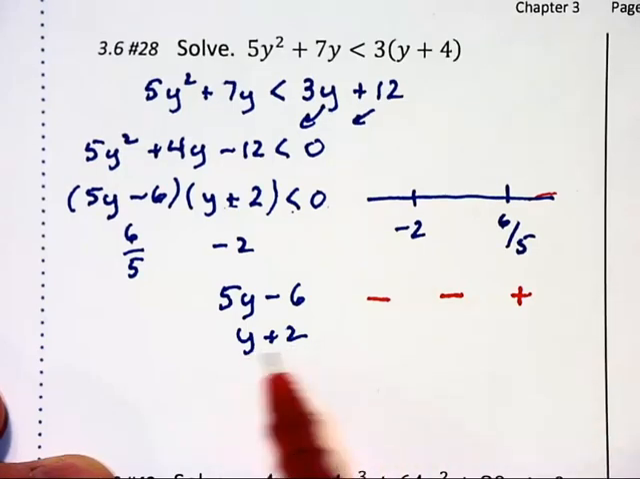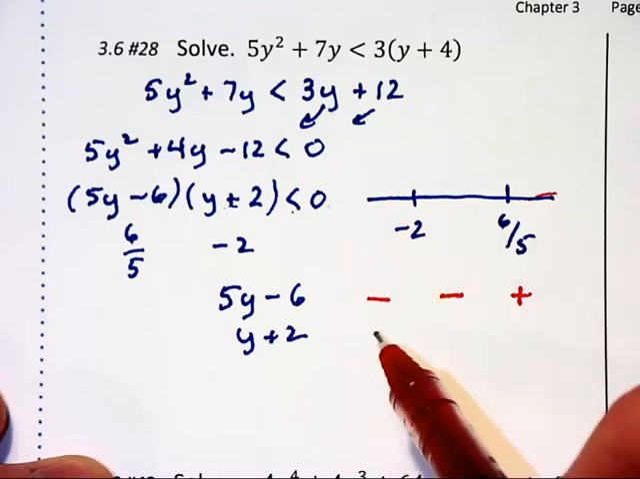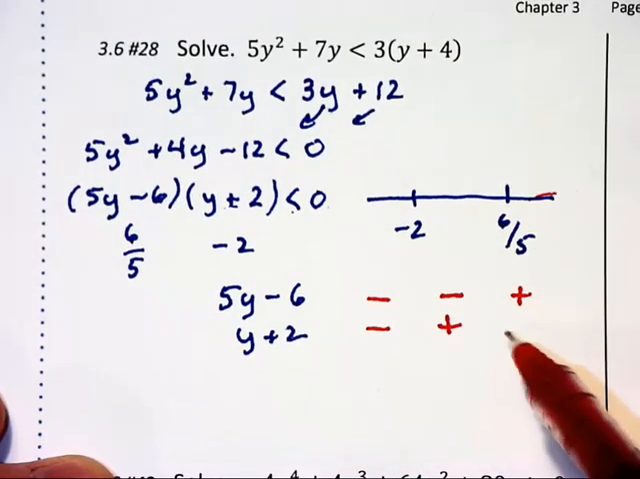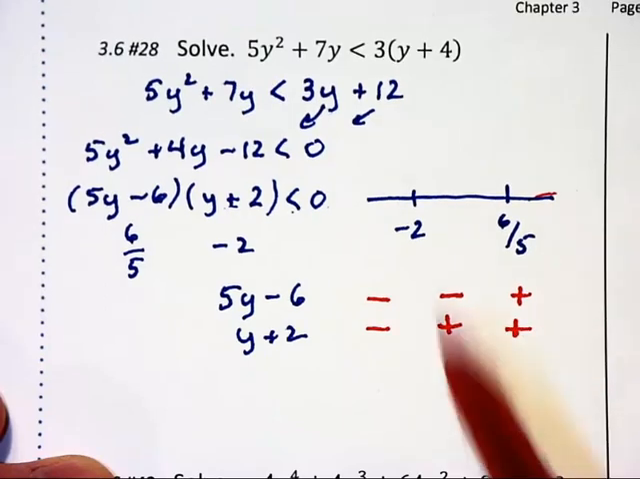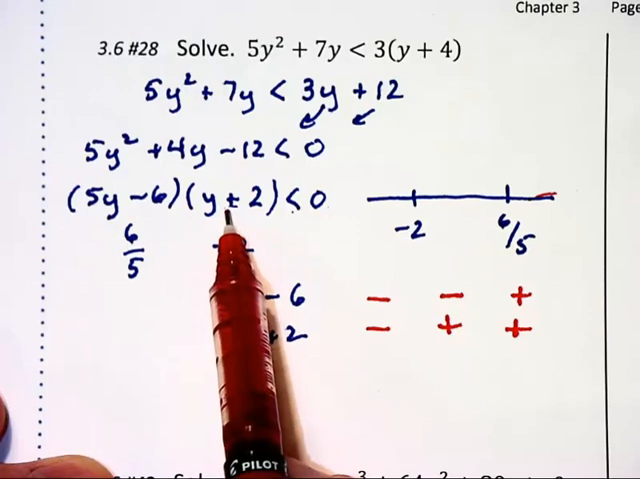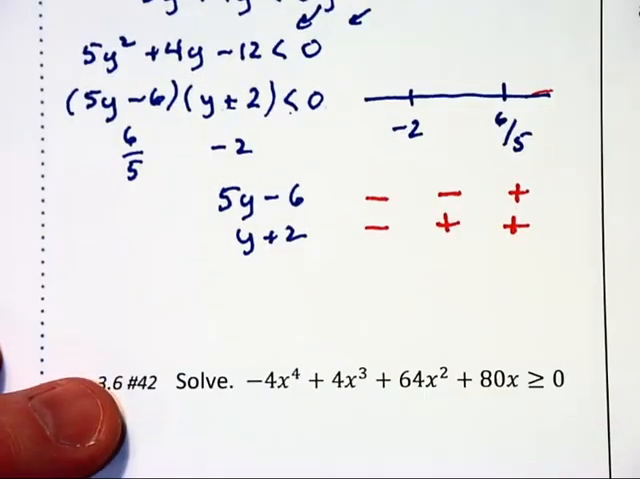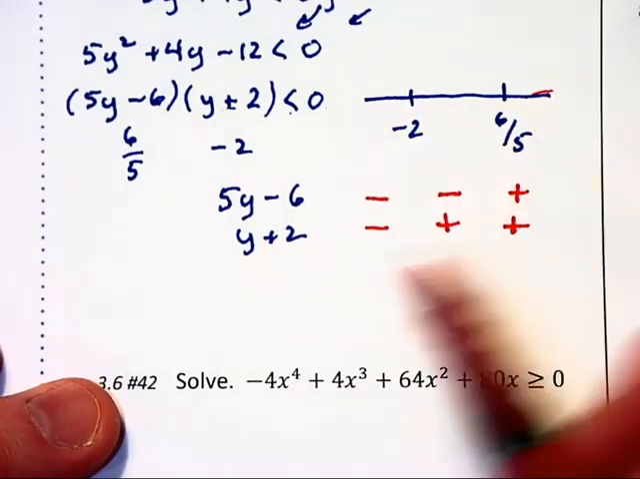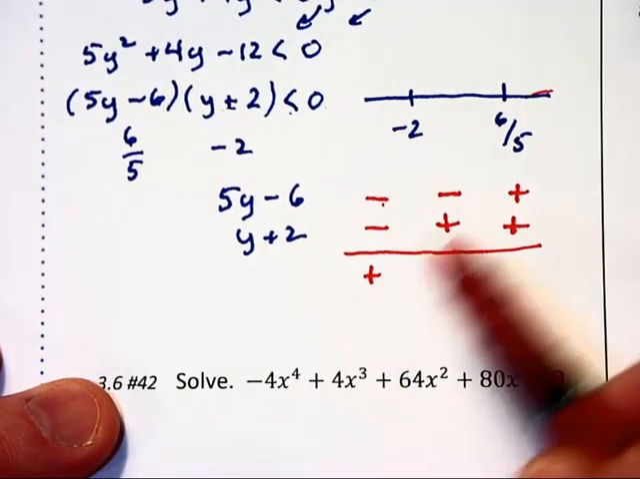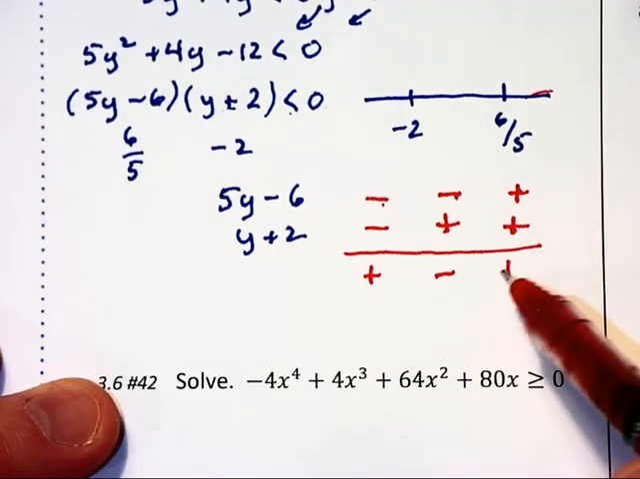Now let's analyze y plus 2. When you substitute a value to the left of negative 2, you get a negative value. In the center, you get a positive, and to the right, you get a positive. We are interested in the product of these two parentheses, which means for values that we're analyzing in each of these different regions, we want the product. And negative times negative is positive, negative times positive is negative, and positive times positive is positive.